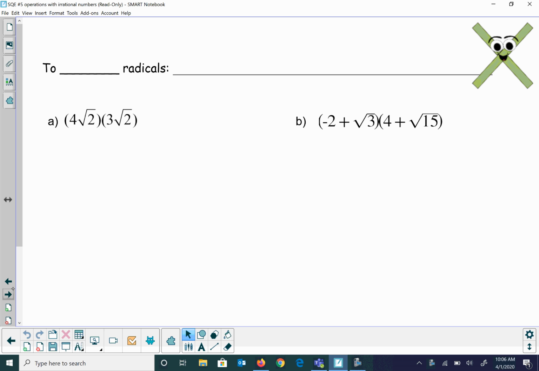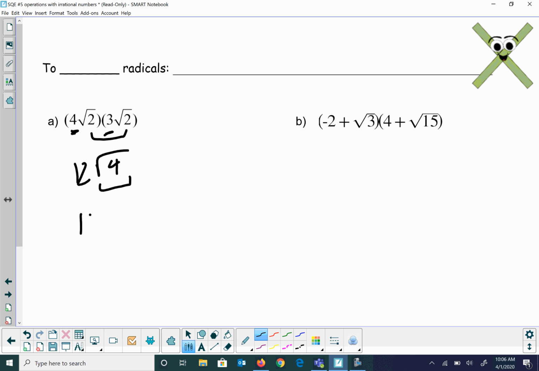All right, so we are going to go ahead and start solving these. Outside the radical and outside the radical can be multiplied together. So 4 times 3 is going to give me 12. And then inside the radical, 2 times 2 gives you 4. The nice thing is 4 is a perfect square. So if I take the square root of 4, I'm going to get 2. And so now that 2 is outside the radical, I wind up with an overall answer of 24.